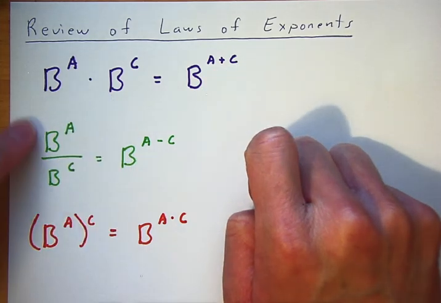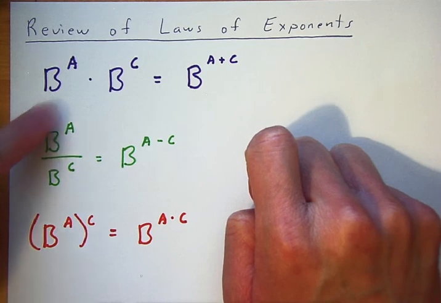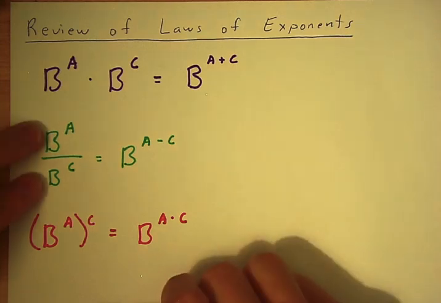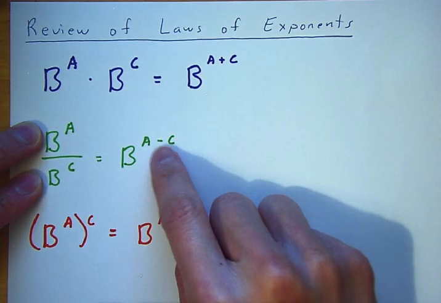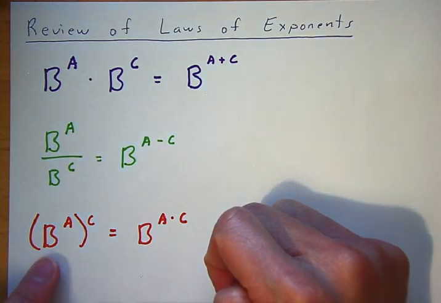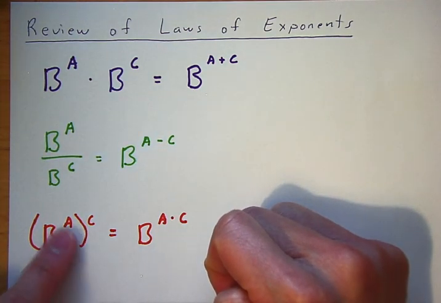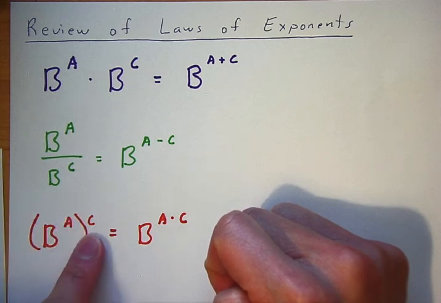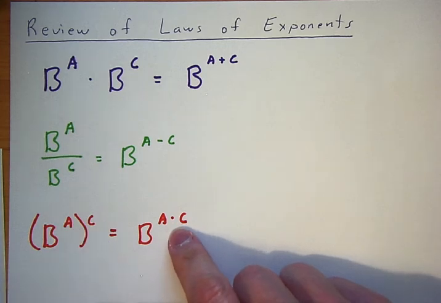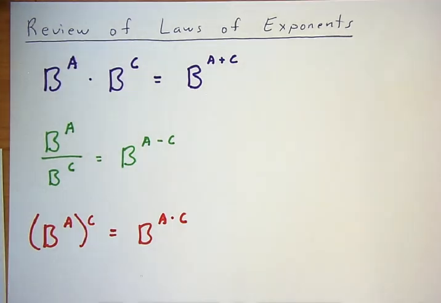Okay? If you have b to the a divided by b to the c, dividing these two is the same as subtracting the exponents. If you have b exponent a, and then that whole thing exponent c, that is the same as b exponent a times c. Here, a, b, and c are just numbers. Okay, so that's a quick little review of the laws of exponents.